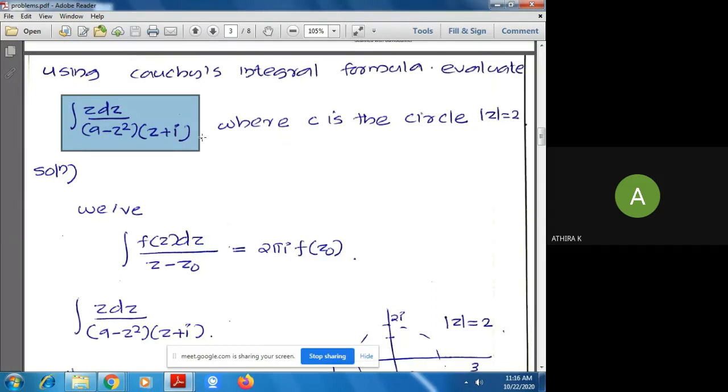What are the singularities of z divided by 9 minus z square into z plus I? Please comment. What are the singularities of 9 minus z square into z plus I?